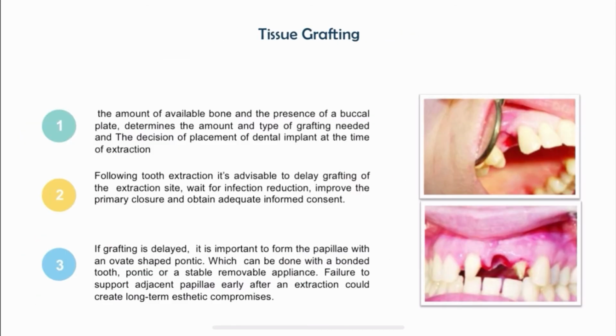Tissue grafting. The amount of the available bone and the buccal plate will determine the amount and the type of tissue grafting. Moreover, it aids in the decision whether the implant can or cannot be placed at the time of extraction. It is advisable to wait for a few weeks before the placement of a grafting material and after the tooth has been extracted to achieve adequate keratinized tissues in the area, just like in this picture.